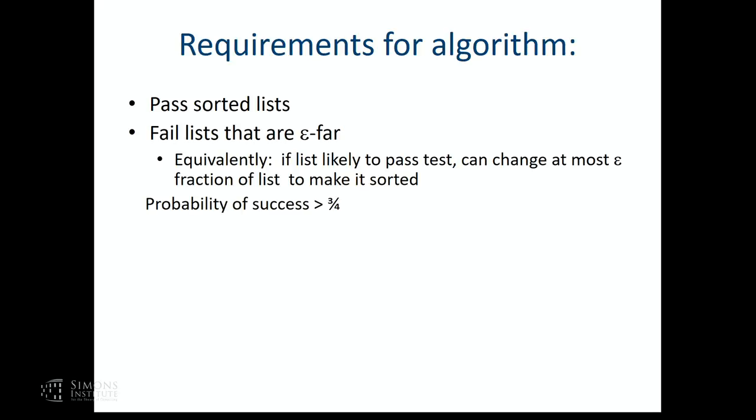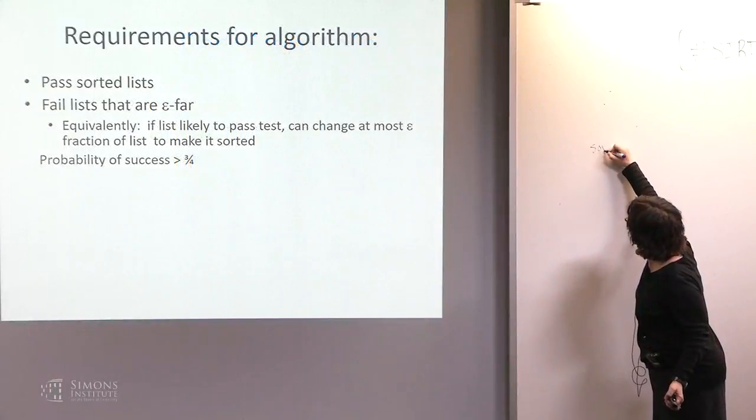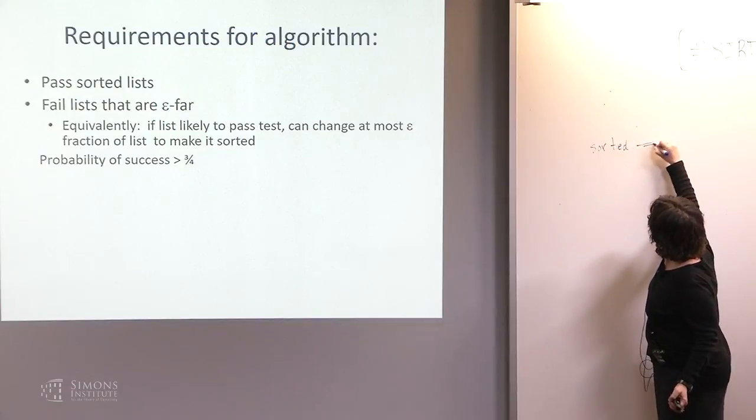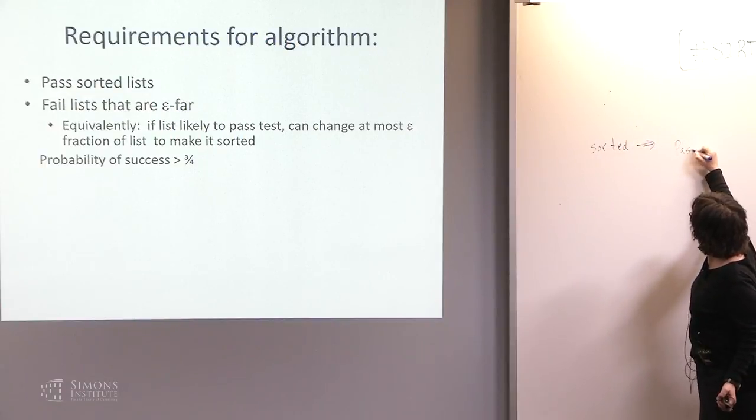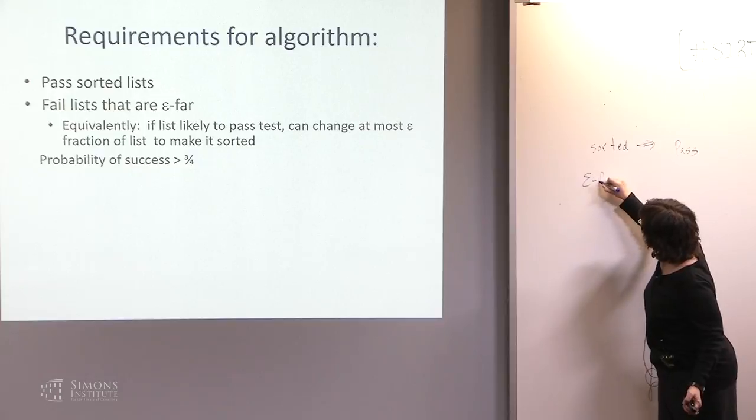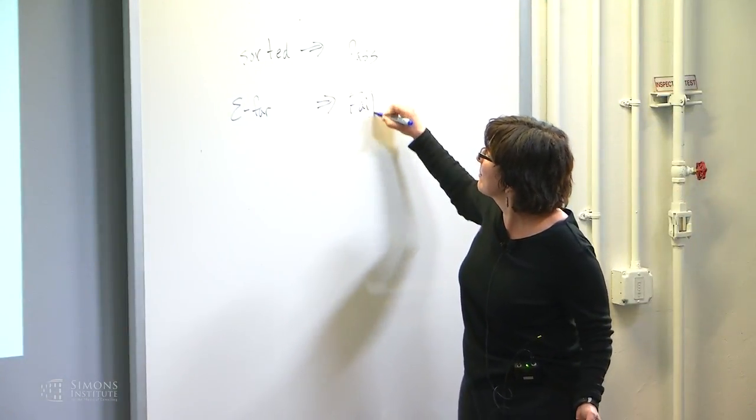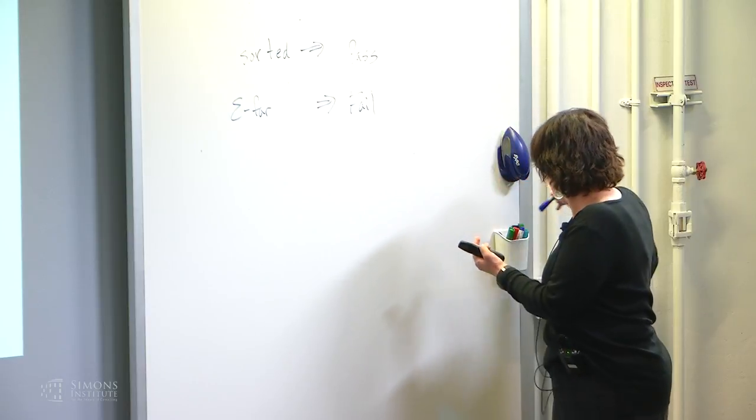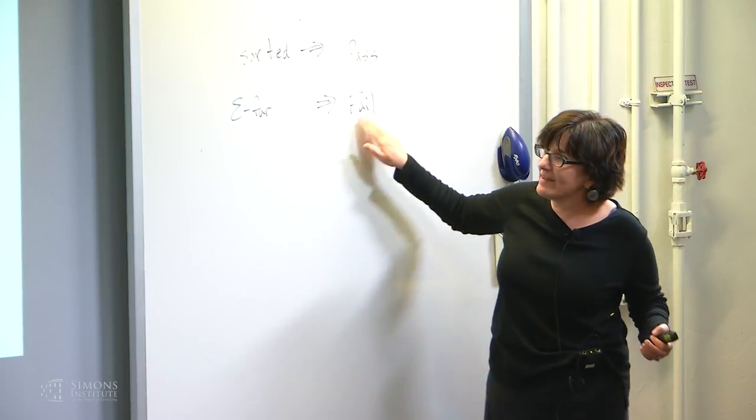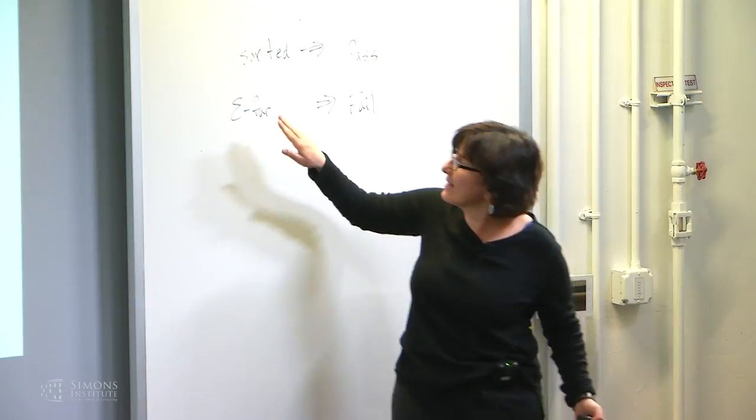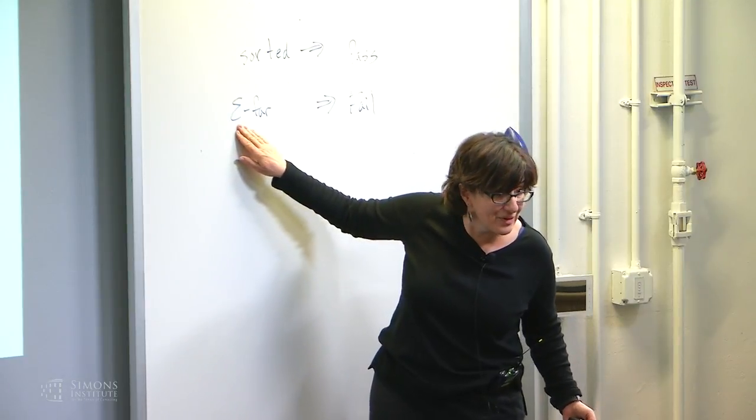I'm just making this clear because this always confuses everybody when I teach this. So I want sorted implies pass, and I want epsilon far implies fail, and of course this is with high probability. So I want not this, meaning I'm likely to pass, implies not this, that I'm epsilon close.